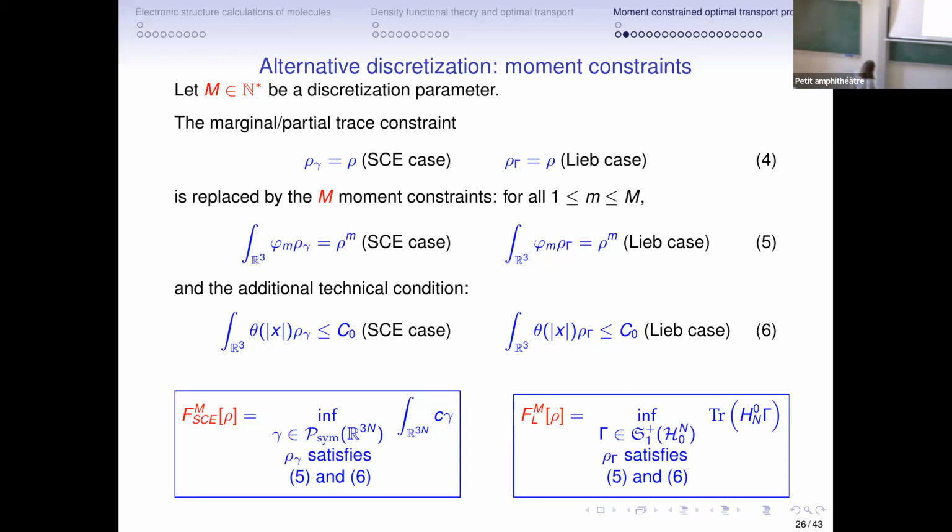And then if you do that, you can construct approximate minimization problems where you ask for the electronic densities only to satisfy m moment constraints. These constraints are much less demanding than imposing that the rho_gamma are all equal to rho exactly. And so this gives a different minimization problem where the minimization set in both cases is larger than the minimization set of the original problem.